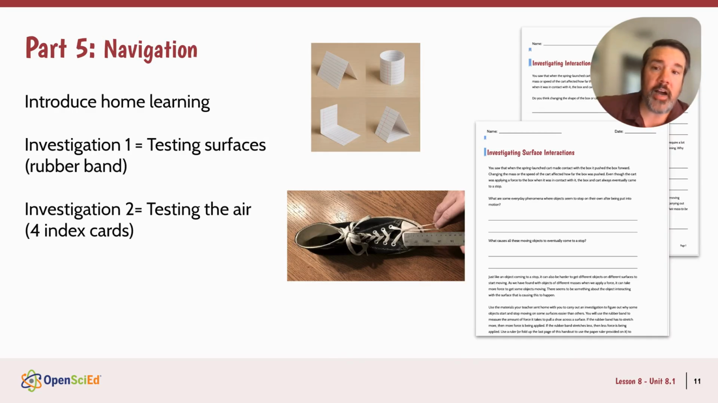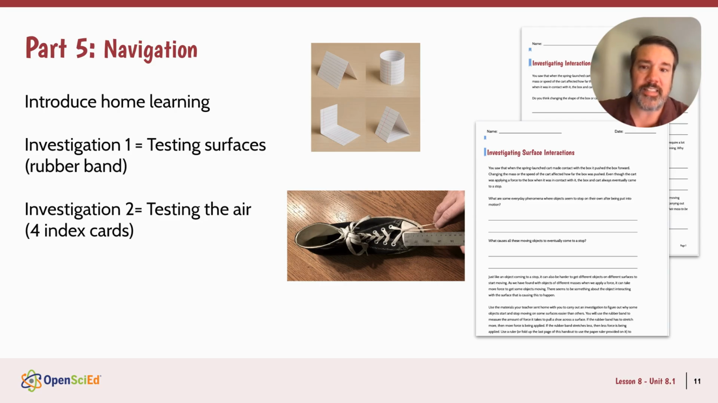Now, in part 5, when we close this lesson and we navigate out, we actually assign some home learning. This home learning gives students the option to investigate either surfaces or interactions with the air. They have the option to pick from one of 2 different investigations. There are handouts that go with each that guide the students through these investigations at home. These are very simple, straightforward investigations.